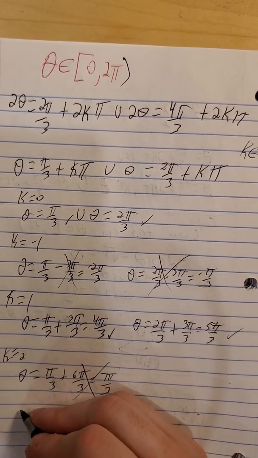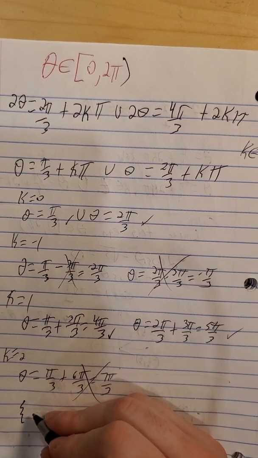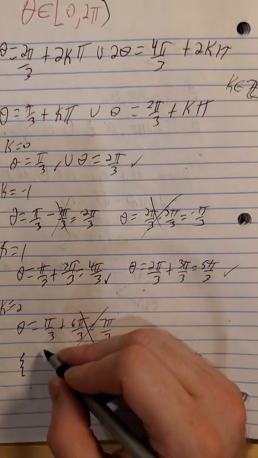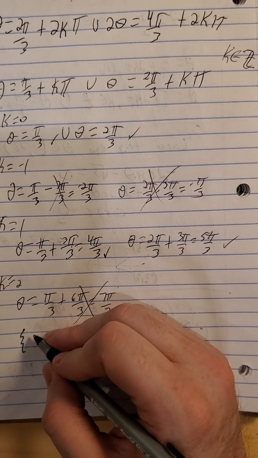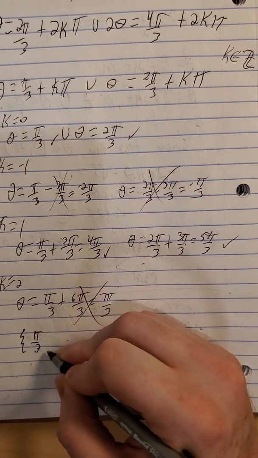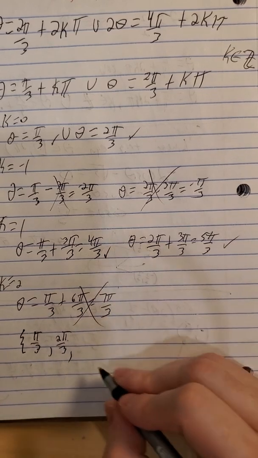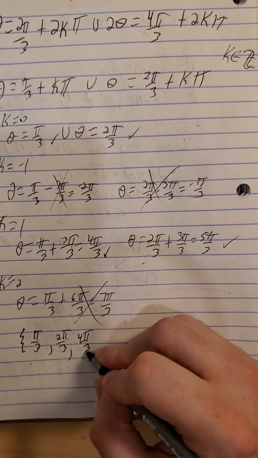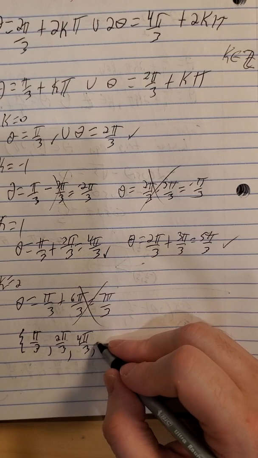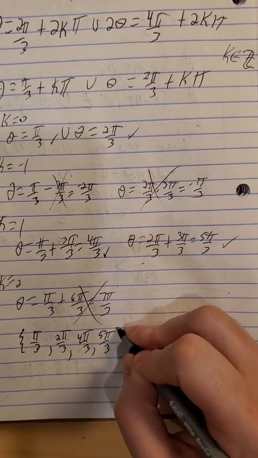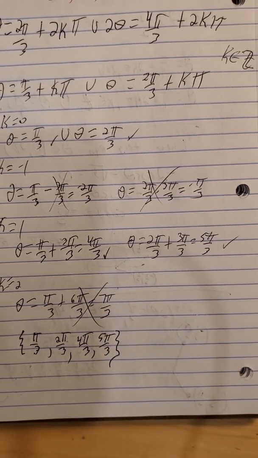So we had 4 elements in our solution set. We can express this as a solution set. We could keep pi over 3. We could keep 2 pi over 3. We could keep 4 pi over 3. And we could keep 5 pi over 3. So 4 elements in our solution set.